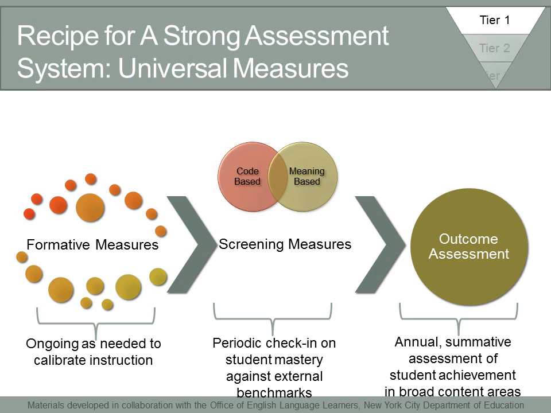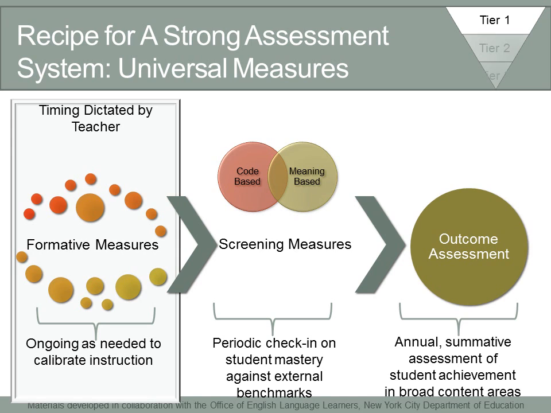We also want to, from the very first days of school, think about their meaning-based skills. Vocabulary, background knowledge, oral language skills. We want to be following those 2 in tandem. Particularly important, of course, for our English language learners. And of course, in any context, we're going to have these outcome assessments, these annual summative assessment of student achievement in broad content areas like English language arts. Those usually begin in 3rd grade.